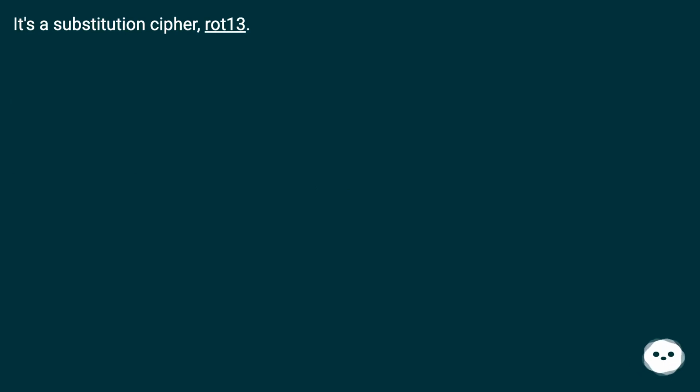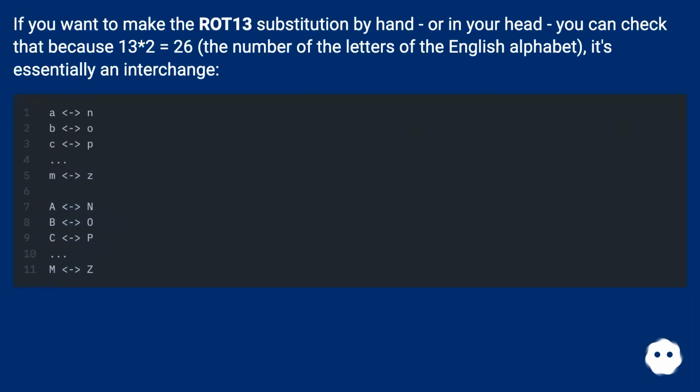It's a substitution cipher, ROT13. If you want to make the ROT13 substitution by hand, or in your head, you can check that because 13 times 2 is equal to 26, the number of the letters of the English alphabet, it's essentially an interchange.